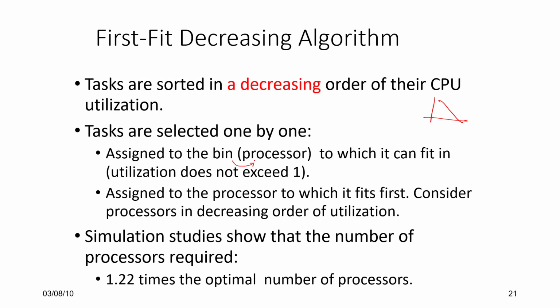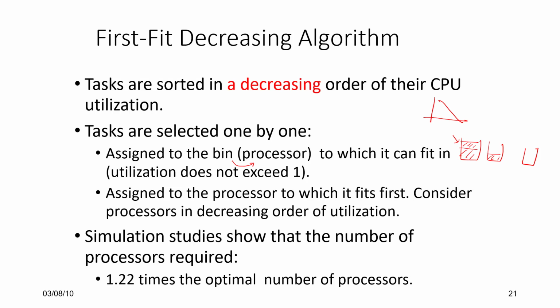And we consider processors in decreasing order of utilization, in the sense that in the previous case we looked for empty processors, while in this case we look for filled processors. If this is the utilization level of different processors and a new task is coming in, we see where it fits first in decreasing order. We'll consider this processor first. If it fits here, we'll fit the job. If it doesn't fit here, we'll go here, and finally to an empty processor, basically an empty bin, in which no task has been scheduled.